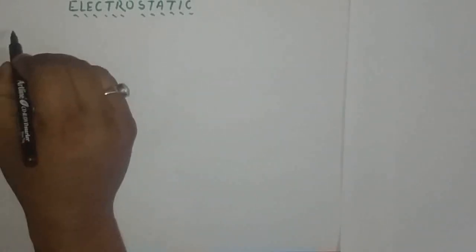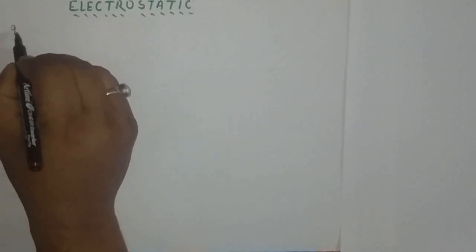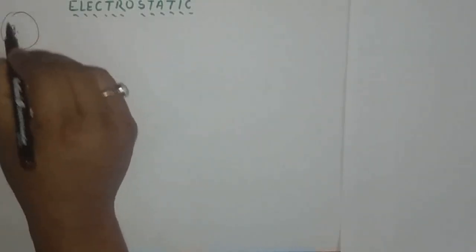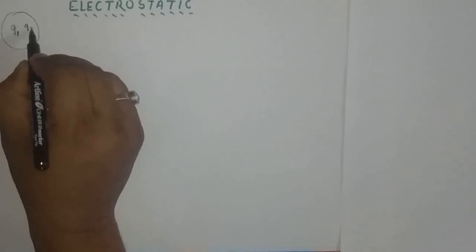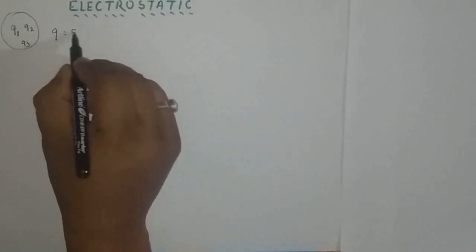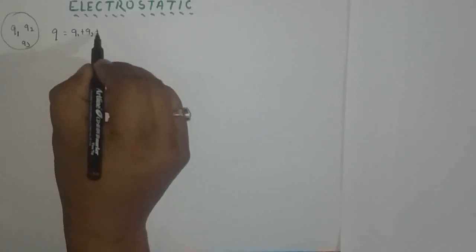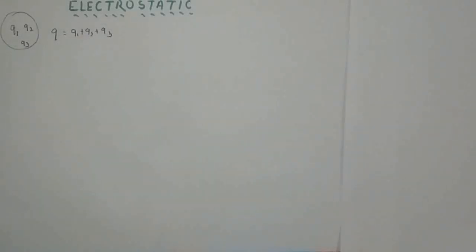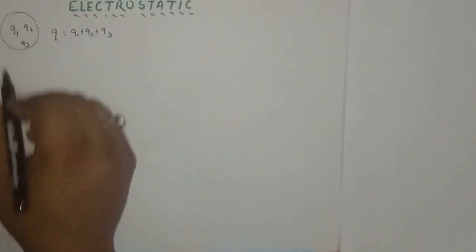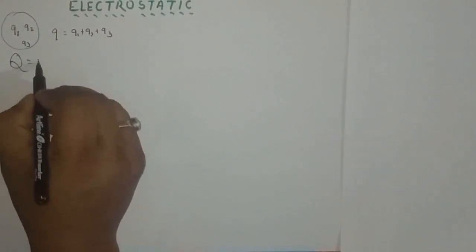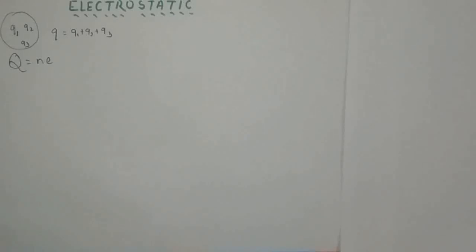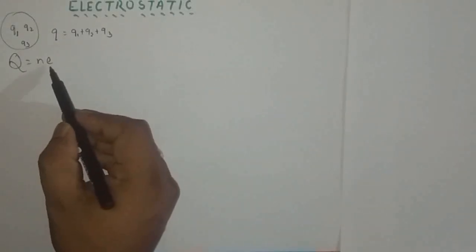So what is additive in nature? If there is a particle where Q1 charge is there, Q2 charge is there, Q3 charge is there, so what is the net charge? Q1 plus Q2 plus Q3. And the second property is quantization of charge. What is quantization of charge? Q equal to n e. The charge can be represented as an integral multiple of e.